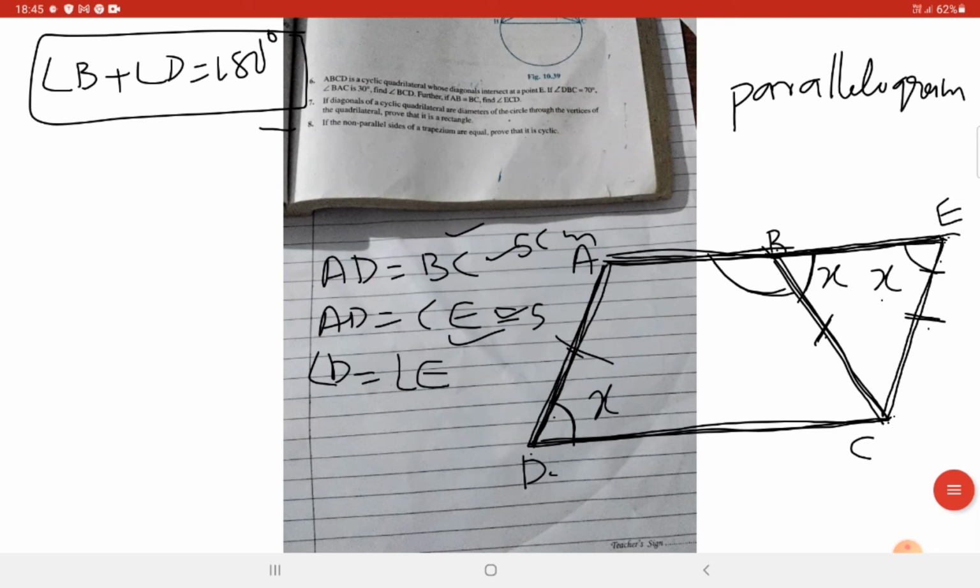Now see this. AE is a line and angle EBC is X. What about angle ABC? It is 180 minus X because it is a linear pair. These two angles are linear pair. So if this is 30 degree, then what will be this angle? 180 minus 30. If it is 50 degree, so angle ABC is 180 minus 50. So if the angle EBC is X, so angle ABC is equal to 180 minus X.